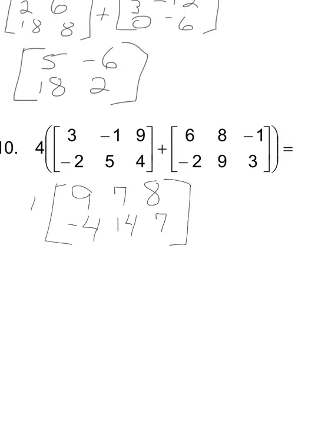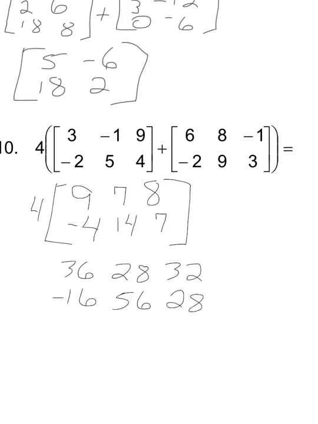Put our 4 back in the front. So now I've got to multiply everything by 4. So we have 4 times 9, that's 36. 4 times 7 is 28. 4 times 8 is 32. Now the bottom row, 4 times negative 4 is negative 16. 4 times 14 is 56. 4 times 7 is 28. That is my final answer.